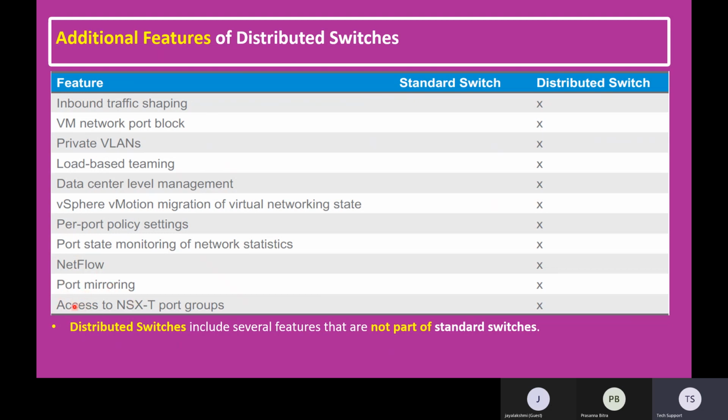And the main purpose of the DV switch is that it is accessible to the NSX-T port group. It's always compatible with NSX-T as well. The distributed switches include several features that are not part of the standard switches. So all these features are not applicable in a standard switch. Now I'm going to explain a few key feature items like NetFlow, port mirroring, and private VLAN. I will try to explain them one by one. Once we are familiar with all these features, we can start practicing DV switch creation in our lab.